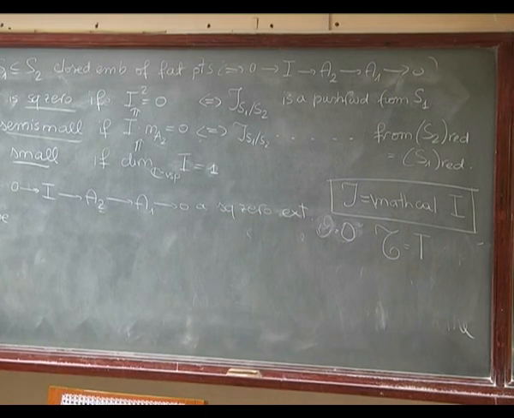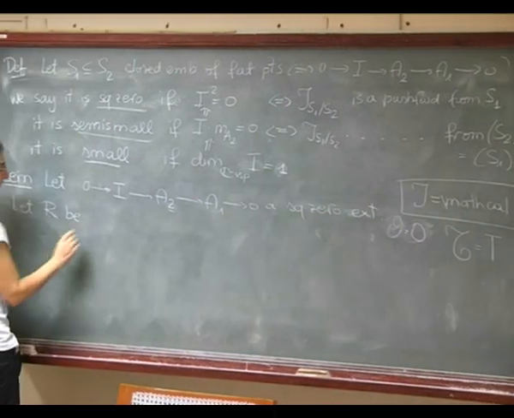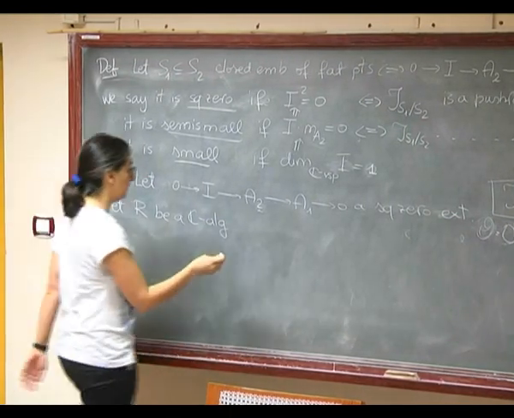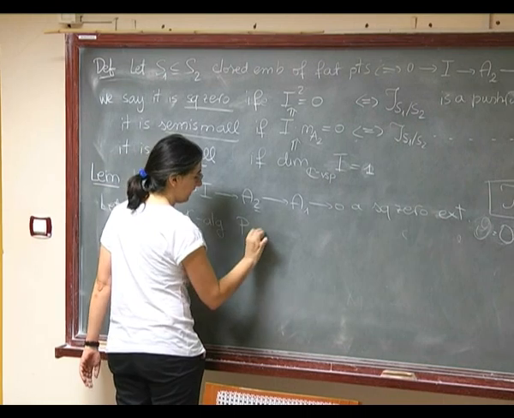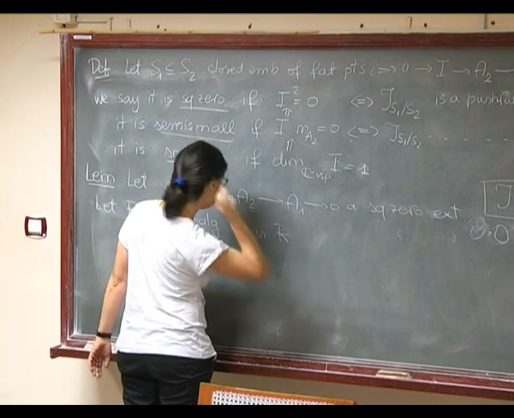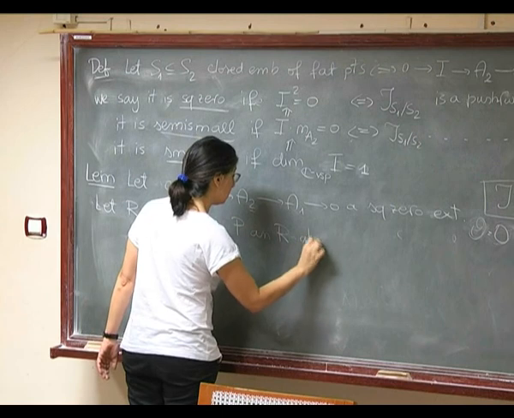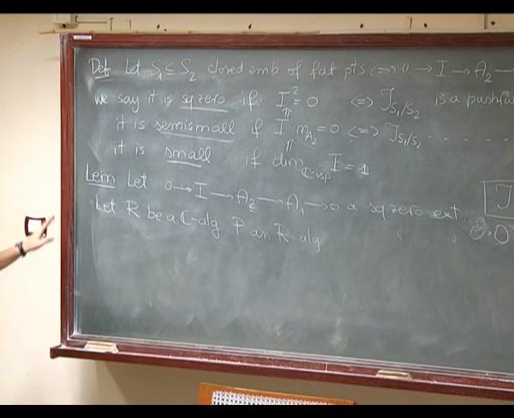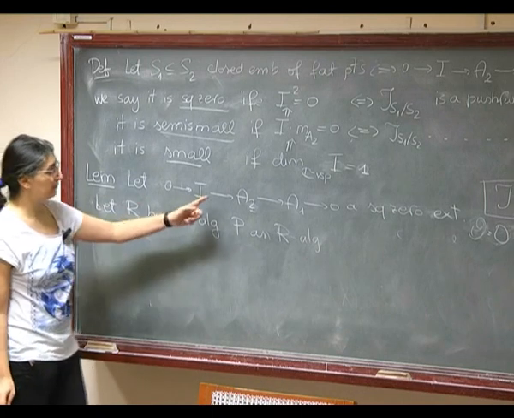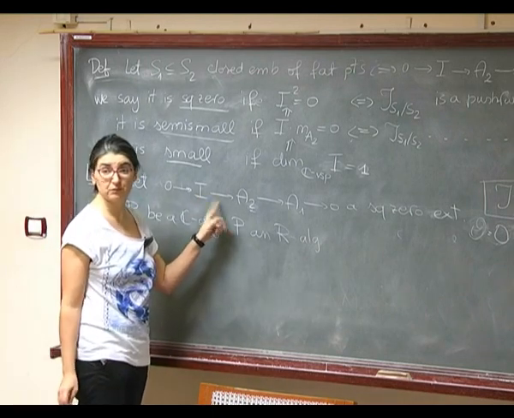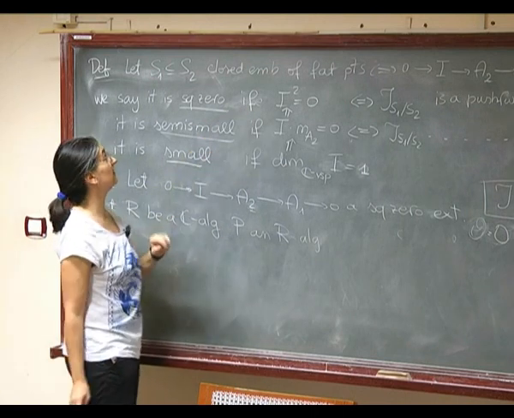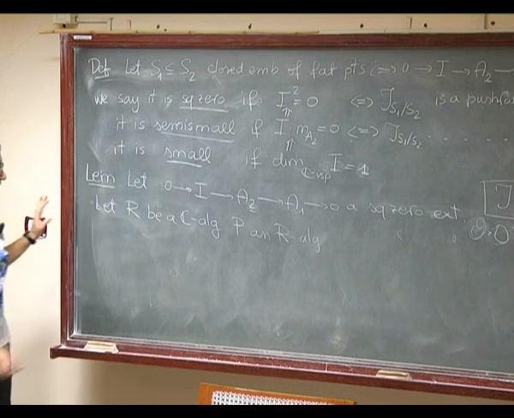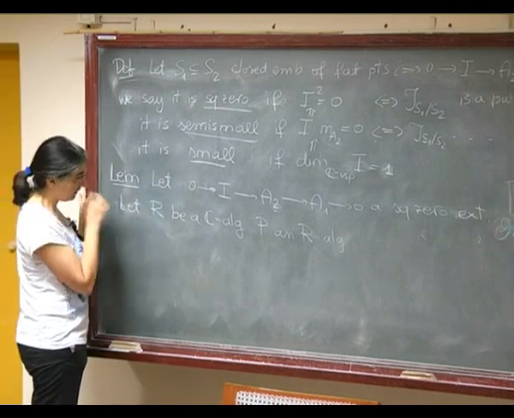So let R be a C algebra, and P an R algebra. The square 0 extension means I squared is 0. It means that I squared is 0. Square 0, semi-small, small. Increasing order of thickening.